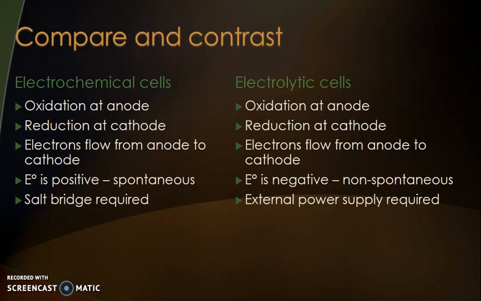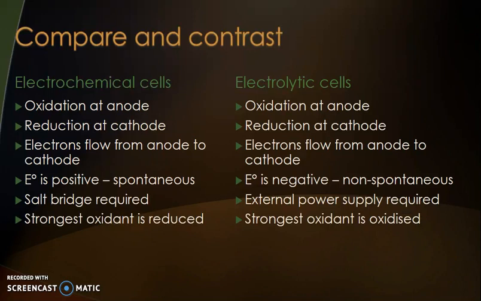Now we get to the slightly more complicated bit, and this is the bit that we've kind of talked around but haven't necessarily gone into in enough detail, and this is the bit where I expect you'll probably have a few questions for me. So, in an electrochemical cell, the strongest oxidant, which is the weakest reductant, the thing with the most positive E0 value, is being reduced. In an electrolytic cell, the thing that is the strongest oxidant, and therefore the weakest reductant, and the thing with the most positive E0 value, is actually being oxidized.